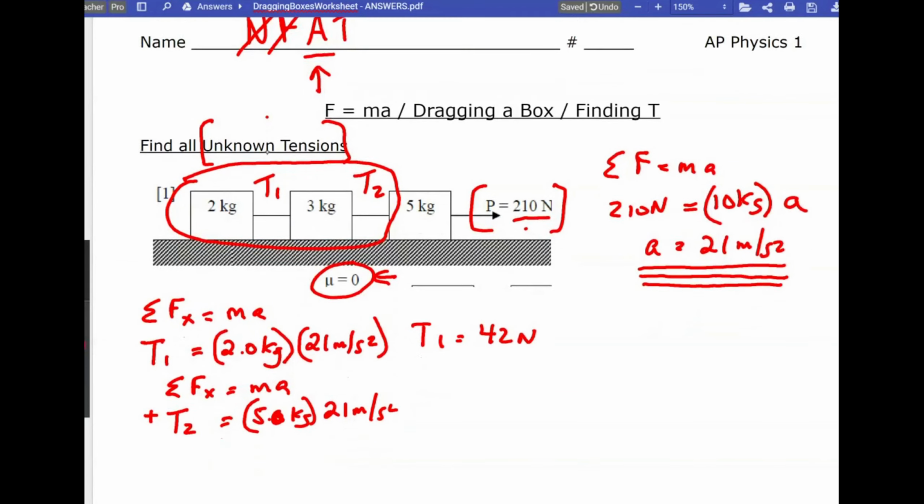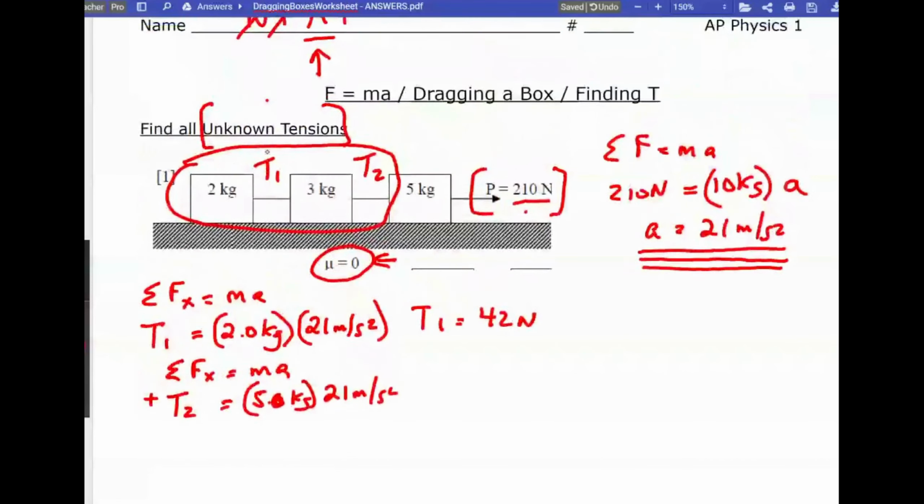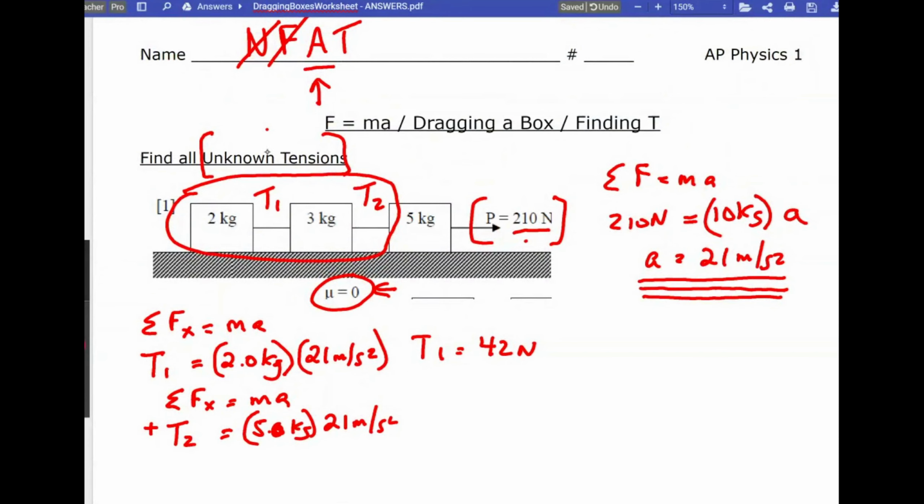Let's take a look. And that would be T2 equals 105 newtons. Okay.